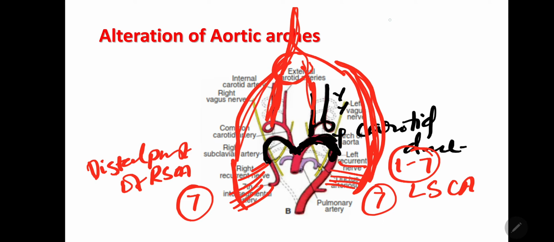Whereas amongst these, the sixth aortic arch has a connection like this. The proximal portion forms the pulmonary artery. On the right side, the distal portion disappears, whereas on the left side, the distal portion remains as the ductus arteriosus. After the birth, it disappears and forms the ligamentum arteriosum. That's why the right recurrent laryngeal nerve is hooking around the subclavian artery, because the distal portion of the sixth aortic arch is disappearing here.